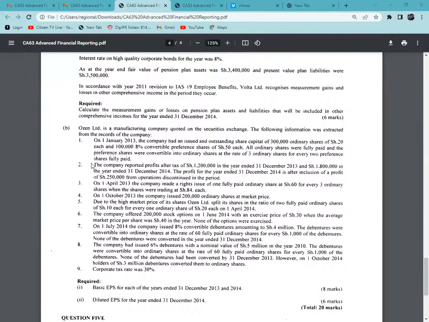Huwezi kuwa smart hivyo ndio ukose kuongea. On 1st April 2013, the company made a rights issue of 1 fully paid ordinary share at 60 for every 3 ordinary shares when the shares were trading at 84.